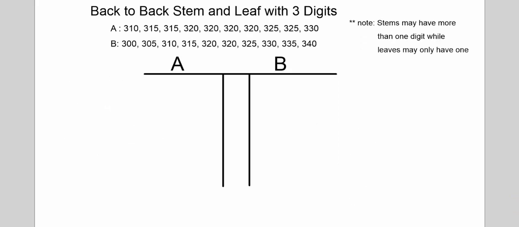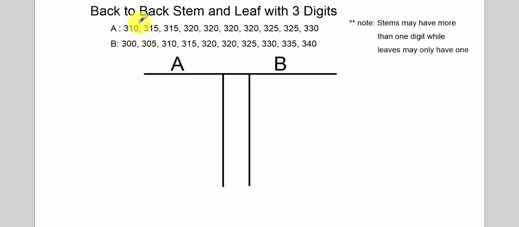So here we're basically going to do a back-to-back stem and leaf. What we're going to do in this case is put one set of data on one side of this column here, another set of data on the other side of that column, and then you can compare the two as you go through. Something different in this data set is that we have three-digit numbers. So our key is going to have to include both the hundreds and the tens digits.